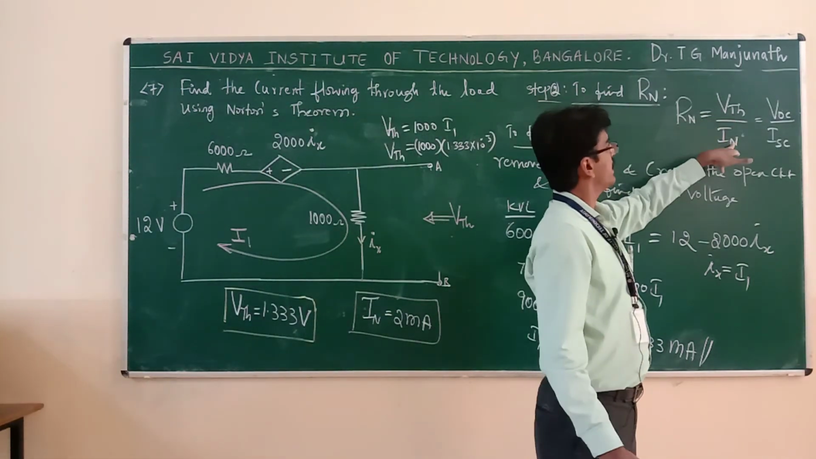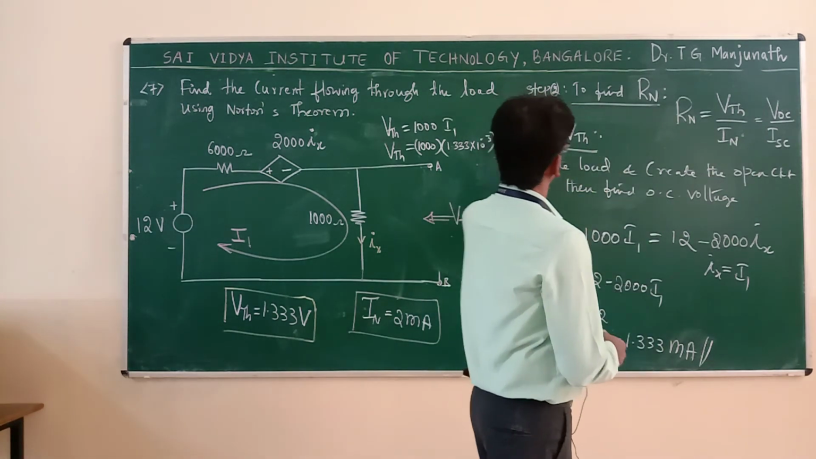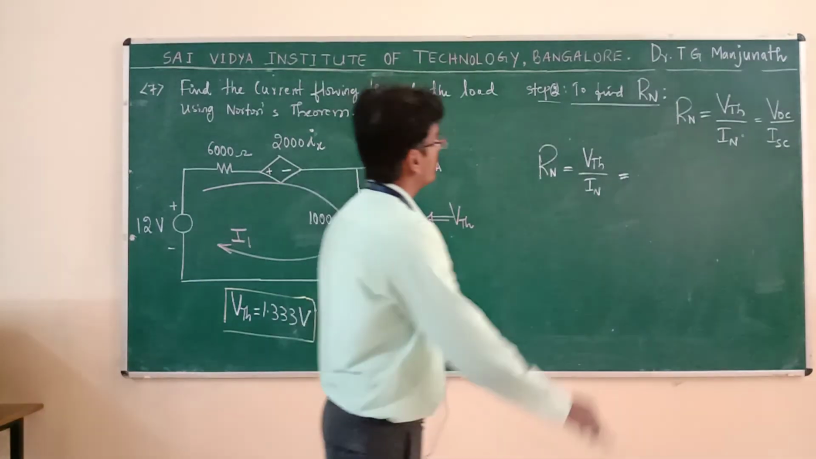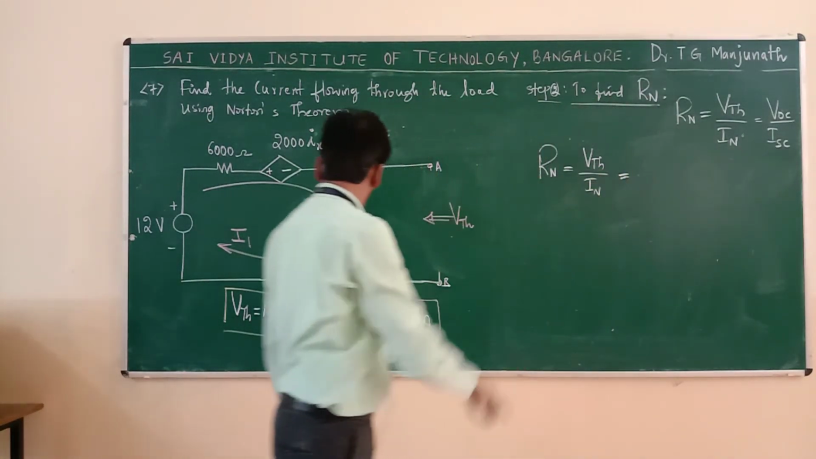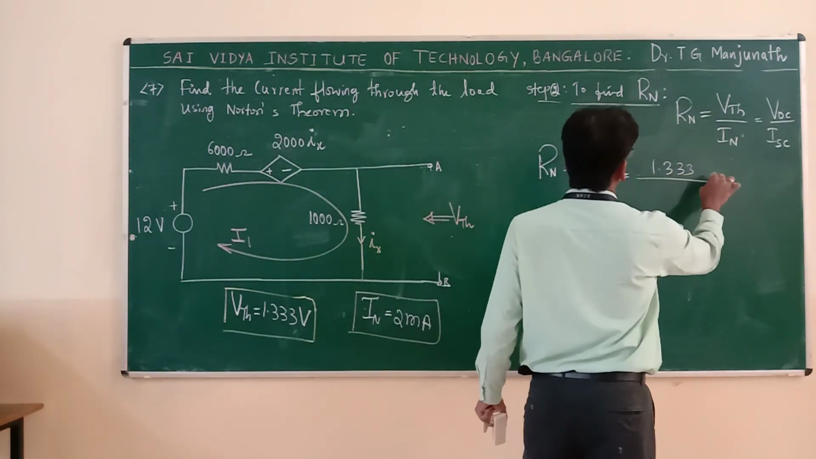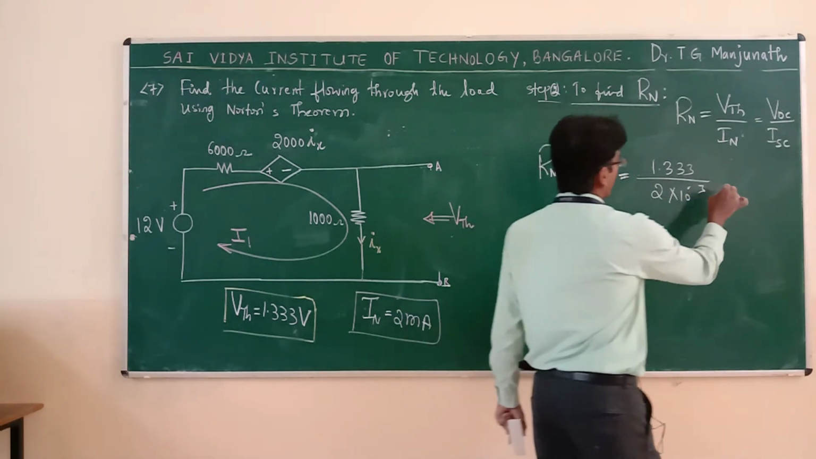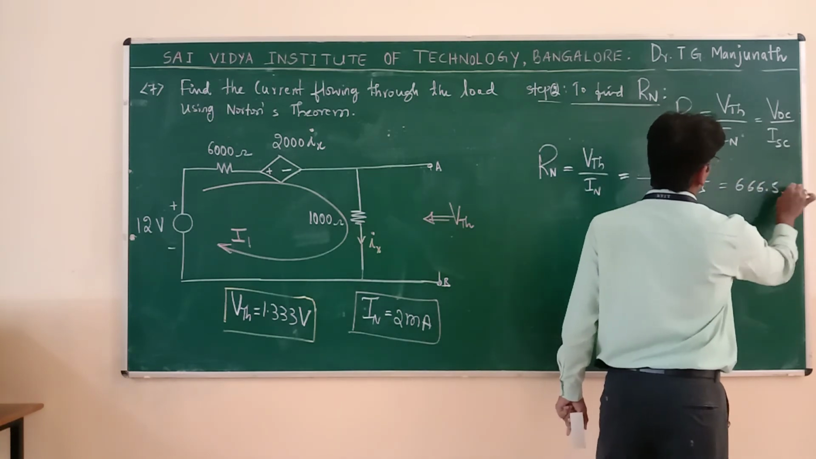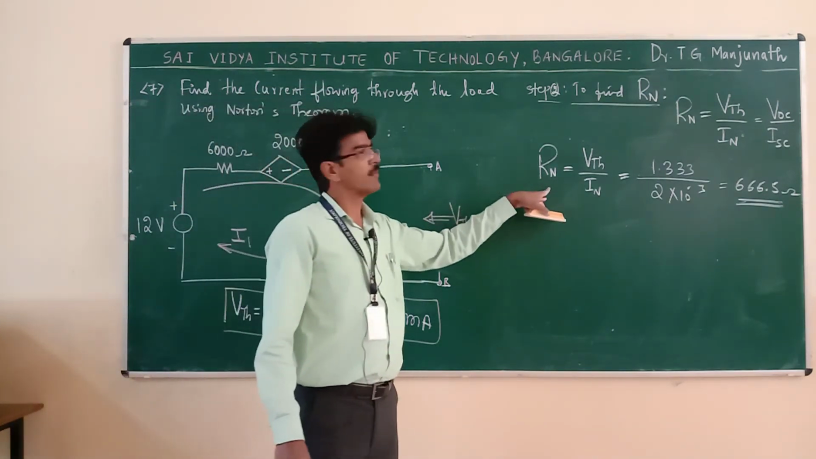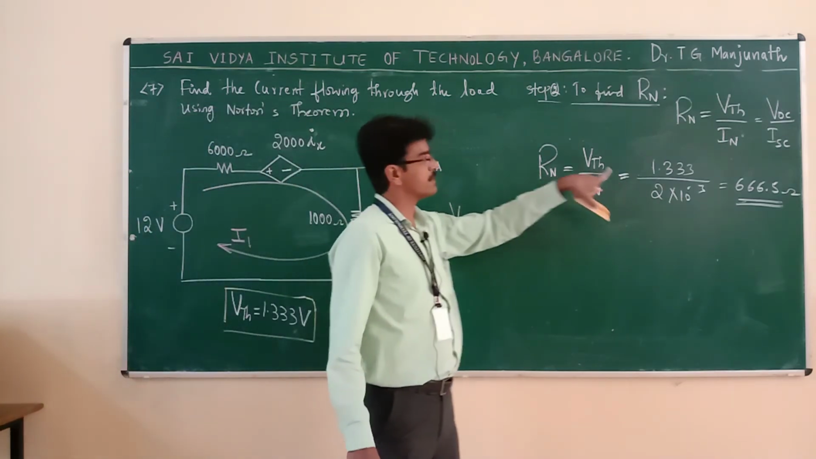Once you get these two parameters, definitely I can find Rn by substituting here. Now let us find this value. So Rn is equal to V Thevenin by IN. What is V Thevenin? 1.333. IN is what? 2 milliampere. If you substitute this, you will get the value 666.5 ohms. Check the answer. Now this is Rn. Now you have the Thevenin resistance and also IN.